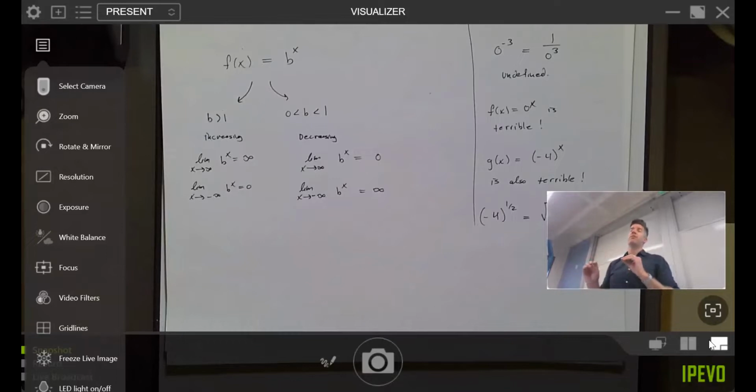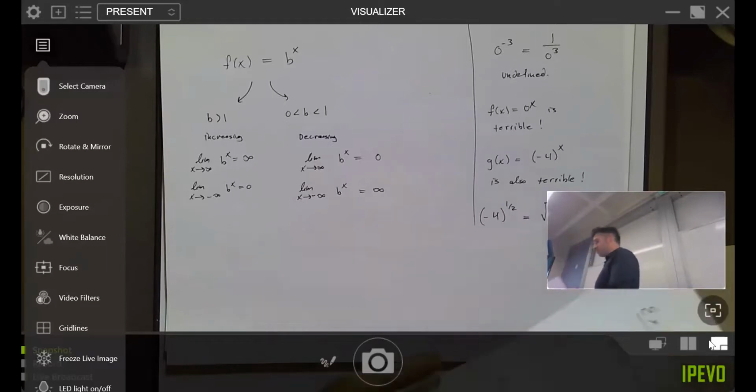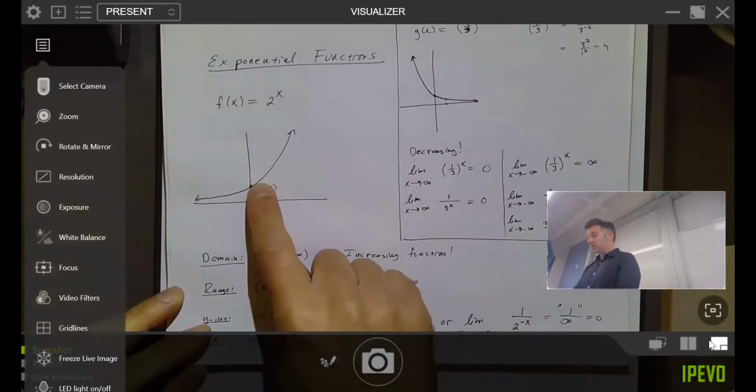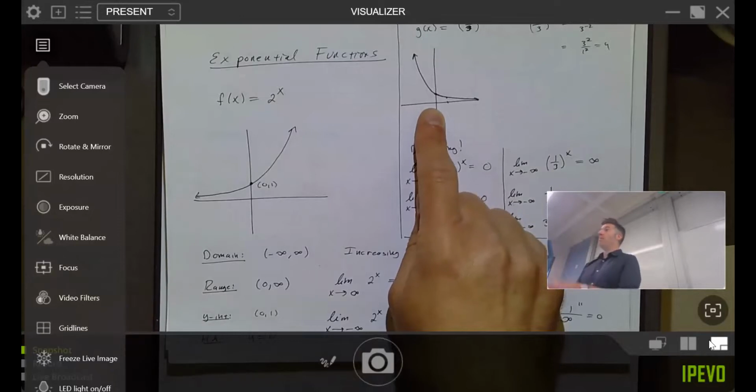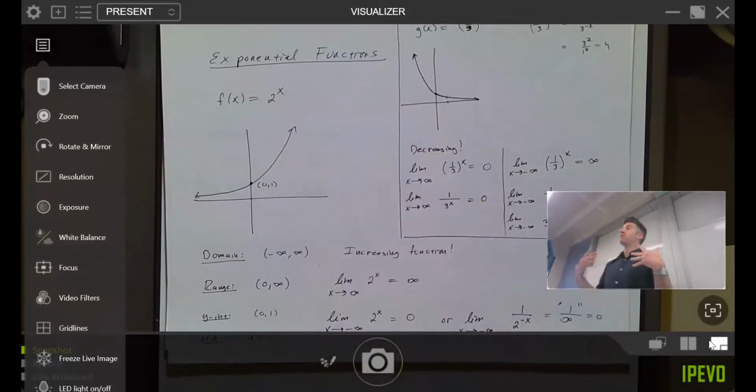The answer is complicated. But the answer is no if your function is specifically number to the x. So like if it's 2 to the x or 3 to the x or 1/2 to the x or any positive number to the x, then no, you can't have a limit be negative infinity because all the graphs have either this shape or this shape.